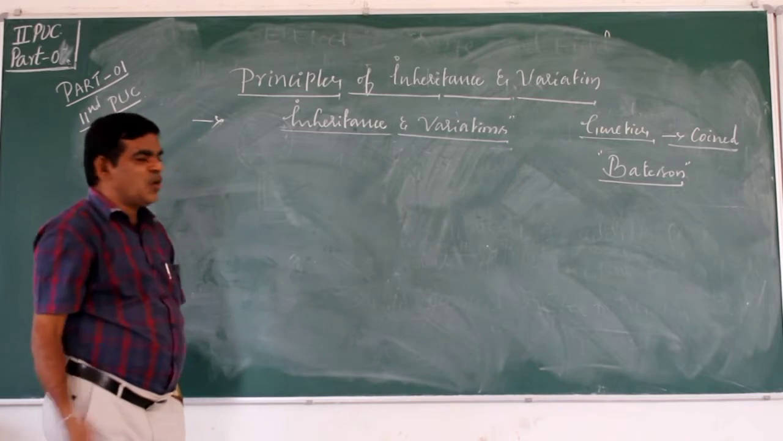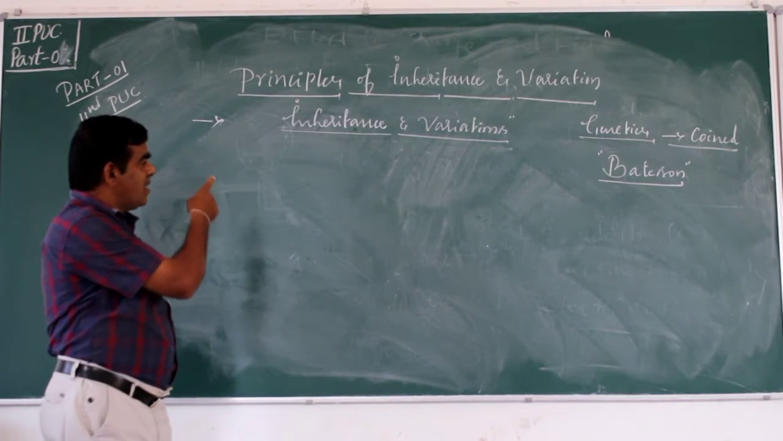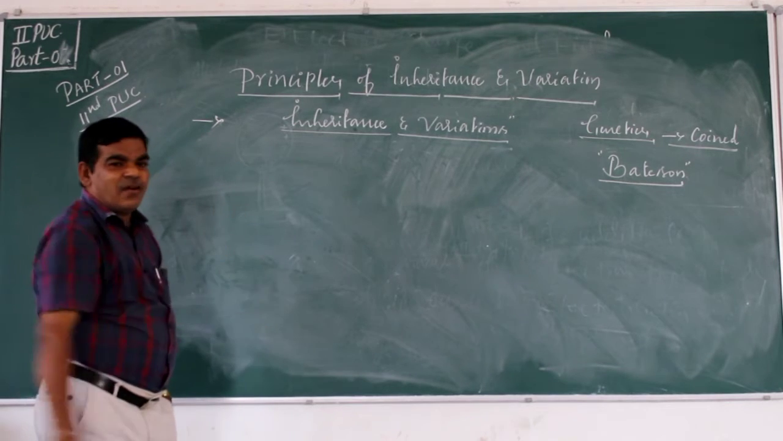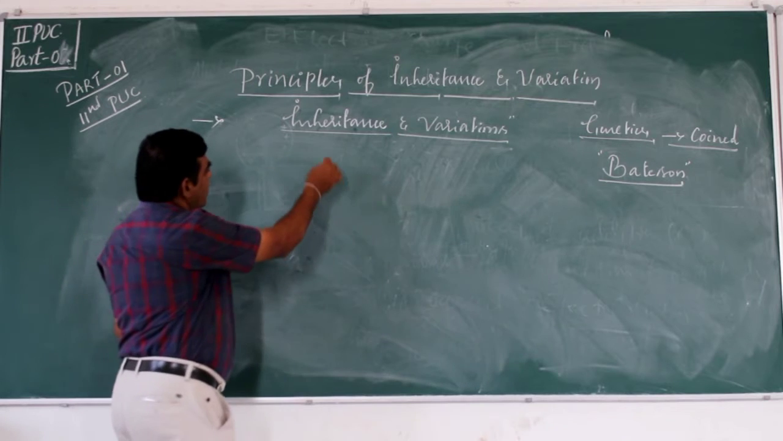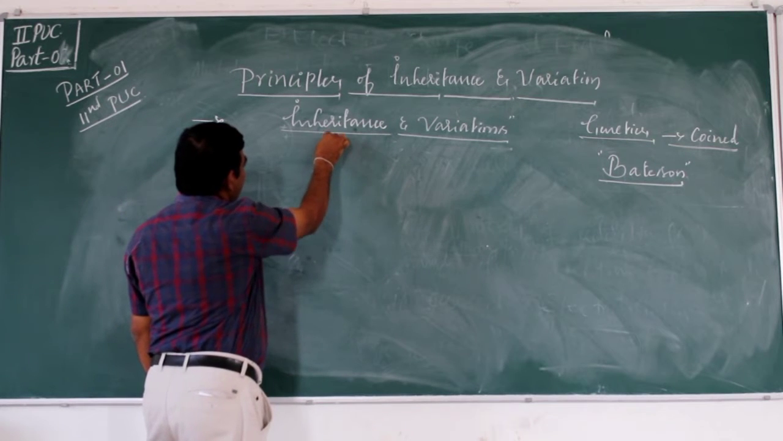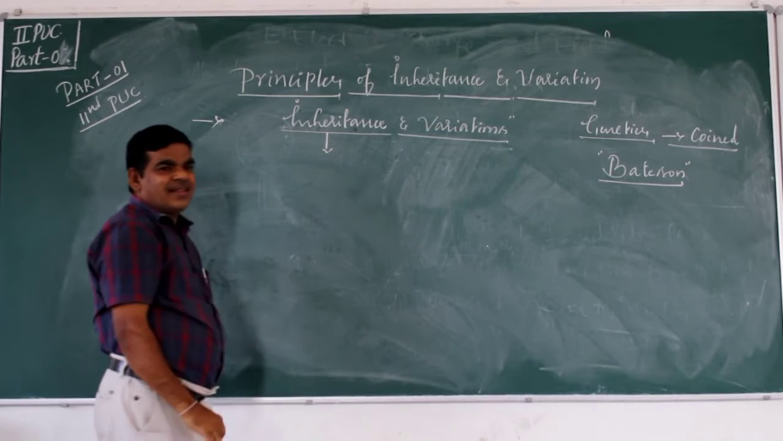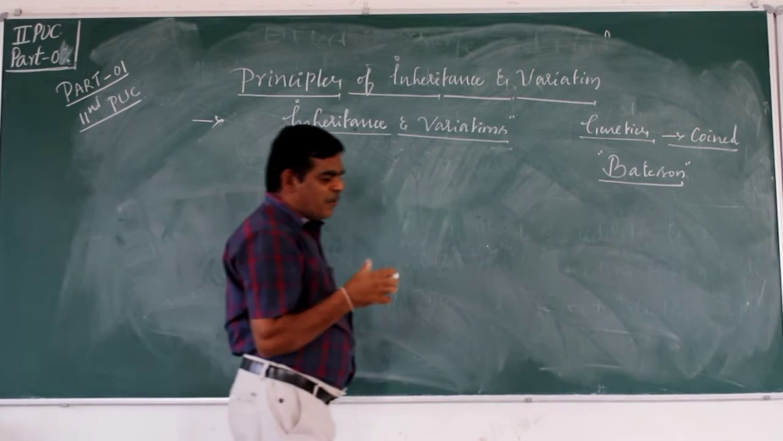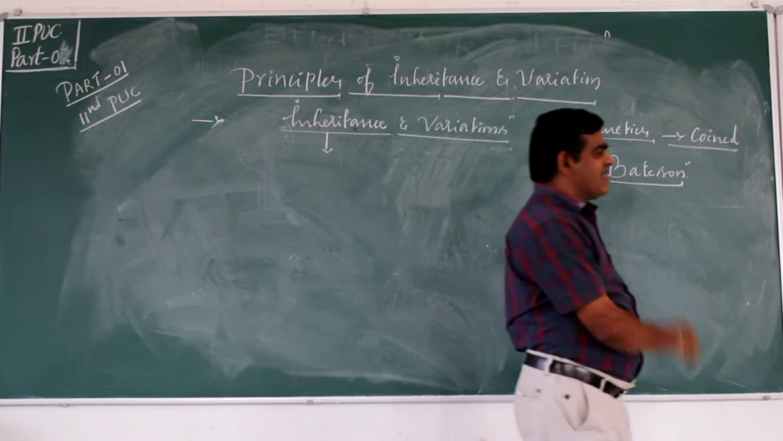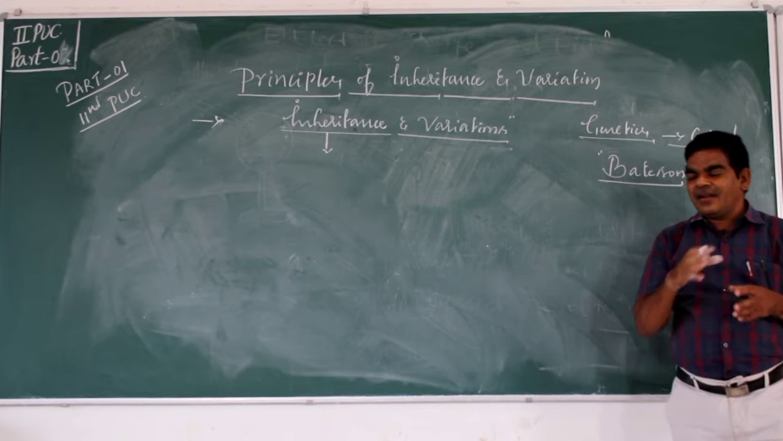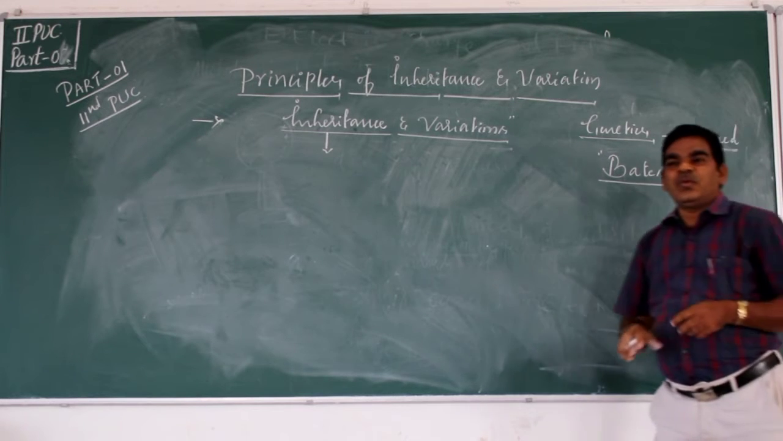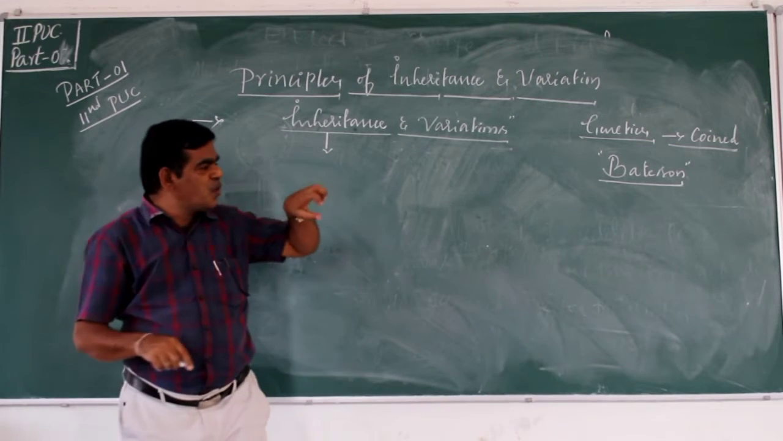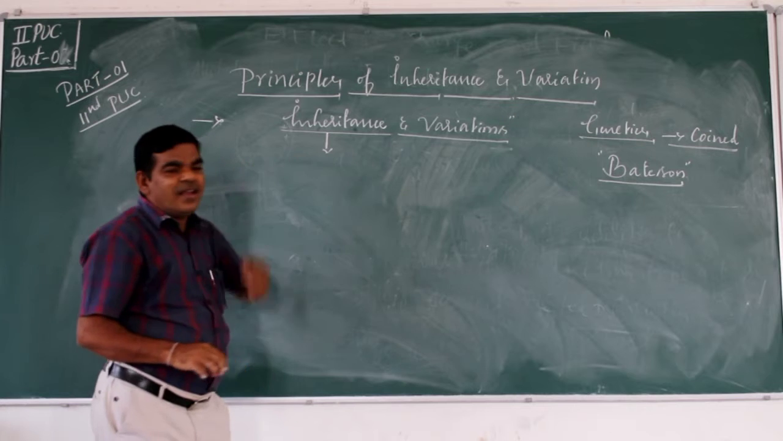Genetics deals with two aspects. The first aspect is inheritance and the second aspect is variation. What is inheritance? Inheritance is a process by which the parental characters can pass to their offspring. It means the parental characters are passed to their offspring.